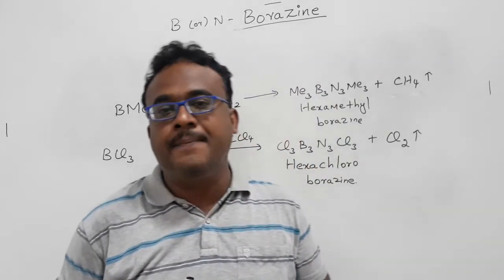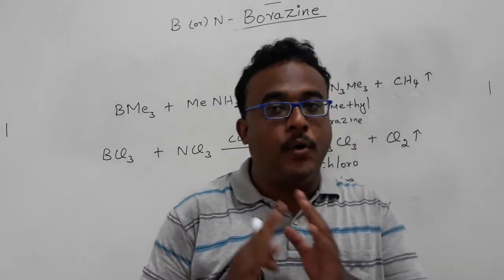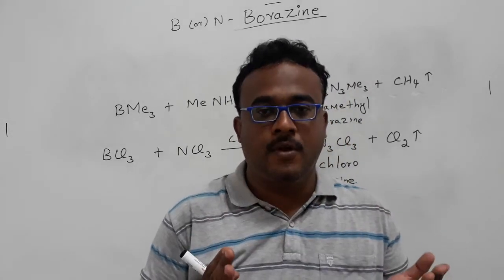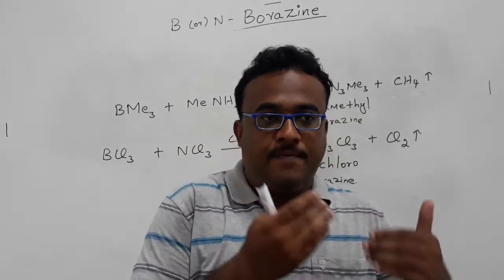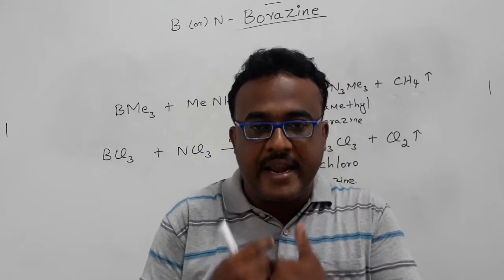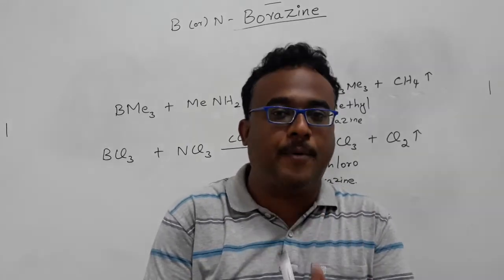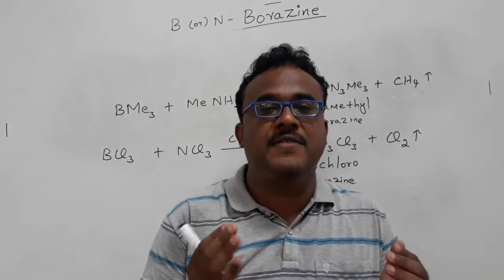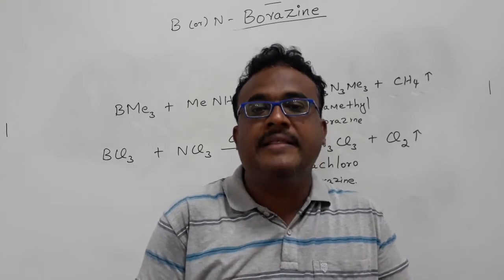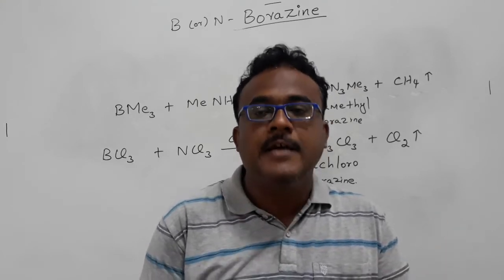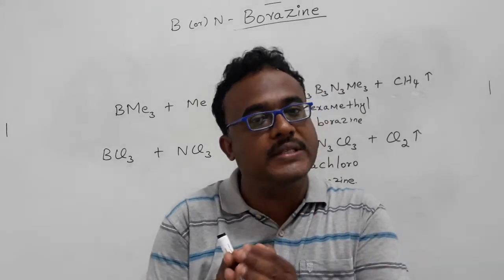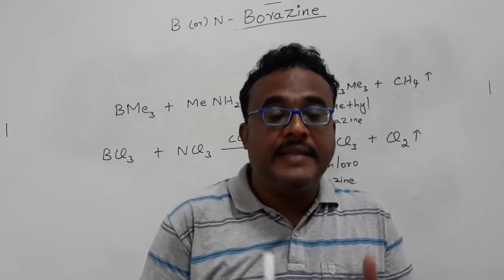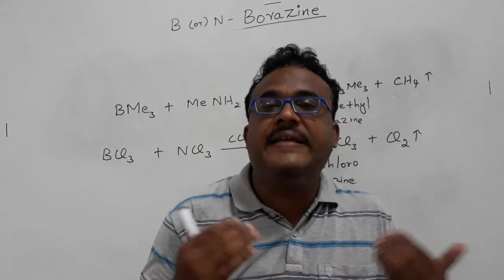When I come to the chemical properties of borazine, here borazine and benzene mostly differ. We call borazine inorganic benzene on the basis of physical properties. The physical properties of borazine and benzene are almost similar. Physical properties means their melting point, their density, their refractive index. But when we come to chemical properties, their behavior mostly differs.